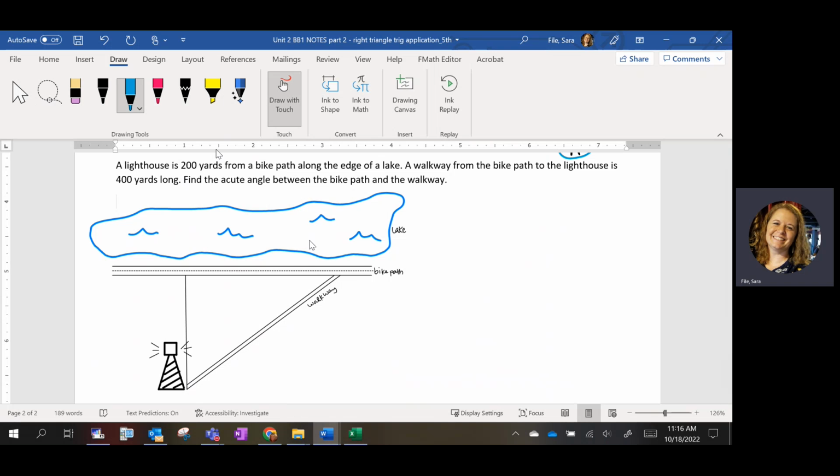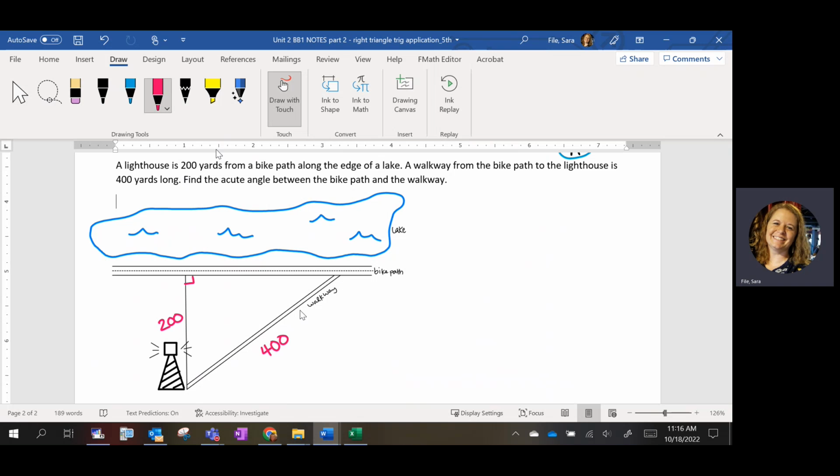Okay, so I've drawn a lake. And here's a bike path going along the edge of the lake. And then there's a lighthouse. The direct distance is 200 yards. The most direct distance, the shortest distance, would be perpendicular, right? It says that there is a walkway that connects the bike path to the lighthouse, and it's 400 yards. So it can't be the direct distance. There's no way the walkway could be here and be 400, because the lighthouse is only 200 yards away. So it must be at an angle for it to be so much longer.